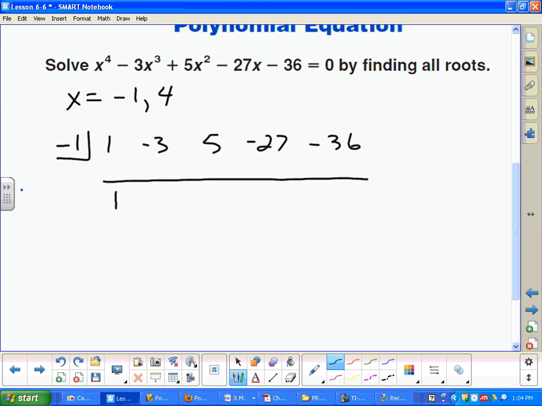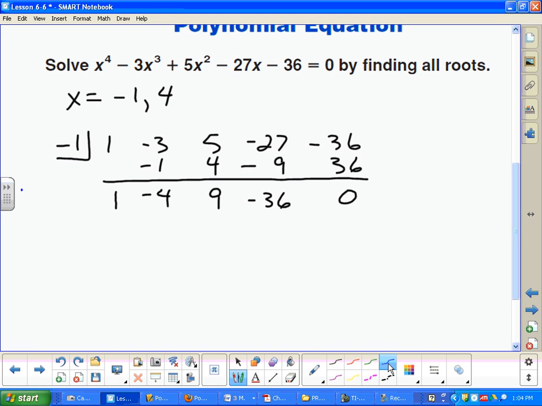So we bring down our 1, get -1, -4. Multiply them, we get 4, so we have 9. -9, so -36, times -1 is 36, we get 0. Which I better end up with 0 when I'm done, right? Because it is a zero for the function.